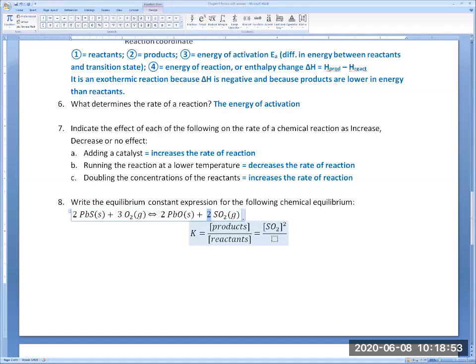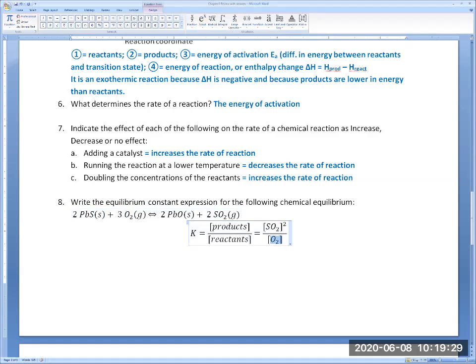So in the numerator, that's the only thing we will have because the other product is a solid. So now in the denominator, we have, oh, PbS, it's also a solid. So PbS will not be included in the equilibrium constant either. So only O2 here, concentration of O2, the gas, because it's a gas, so it's included in the equilibrium constant.